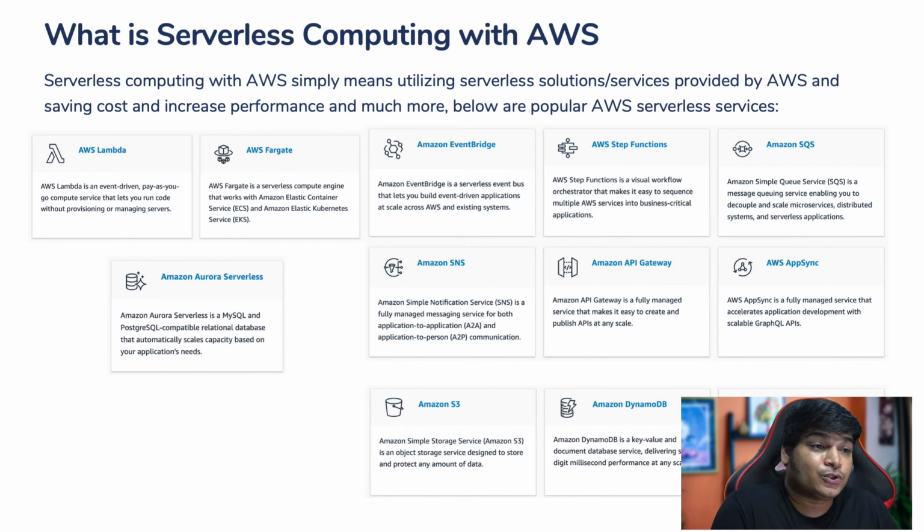AWS Step Functions. AWS Step Functions is a visual workflow orchestrator that makes it easy to sequence multiple AWS services into business-grade applications. One very good example could be an ordering system. Amazon has its own ordering system configured via AWS Step Functions. They experimented, they proved the use case, then they brought it to the public.